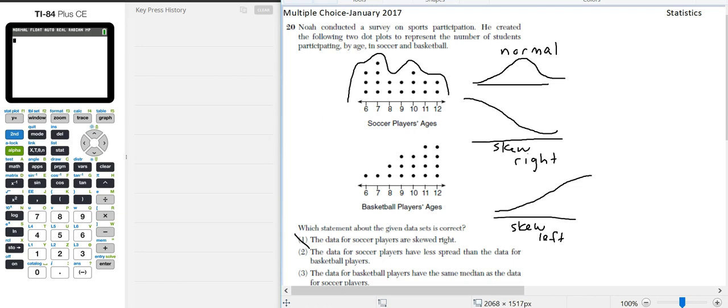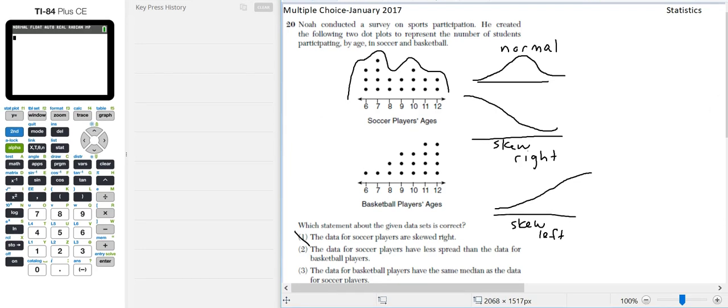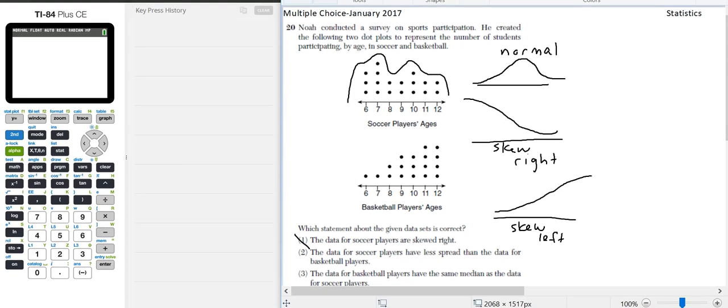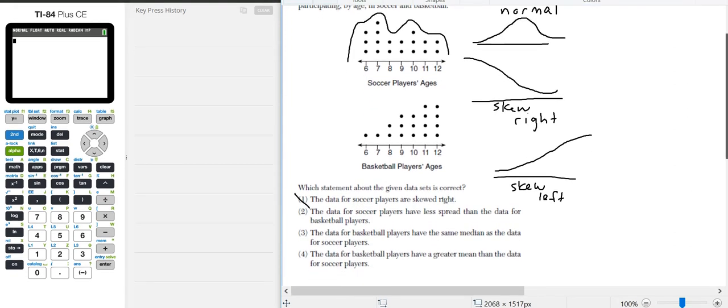Let's move on to choice 2. The data for soccer players have less spread than the data for basketball players. Spread is how far the data is away from the mean, how spread out the data is. In order to find the spread for each of the data sets, we could input the data into our calculator and have the calculator calculate for us the standard deviation. Once we're already putting the data into our calculator, let's see what we need for the next two choices.